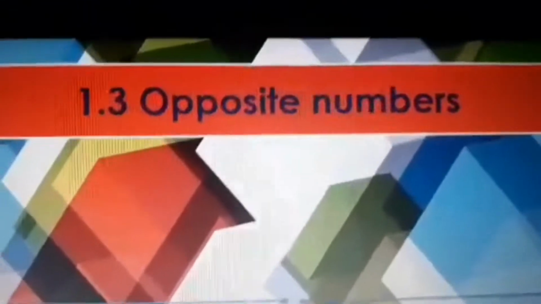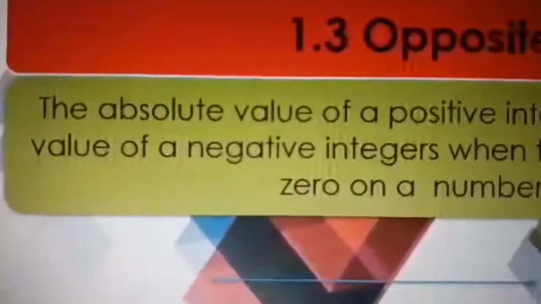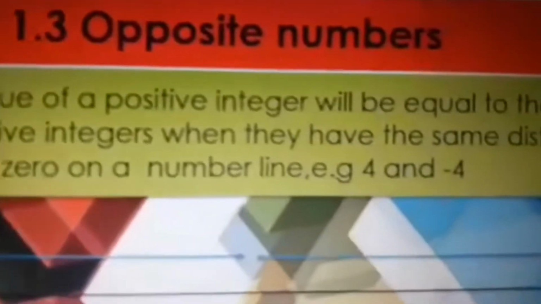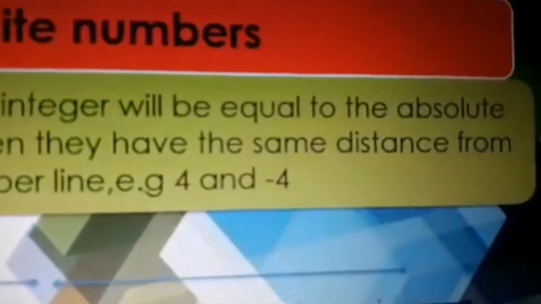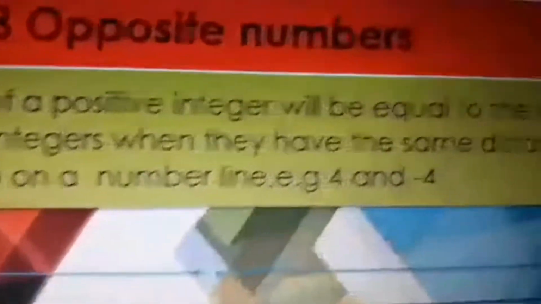1.3 Opposite numbers. So, opposite numbers: the value of a positive integer will be equal to the absolute value of a negative integer when they have the same distance from 0 on a number line. Example, the opposite of positive 4 is negative 4. So we have here 4 and negative 4.